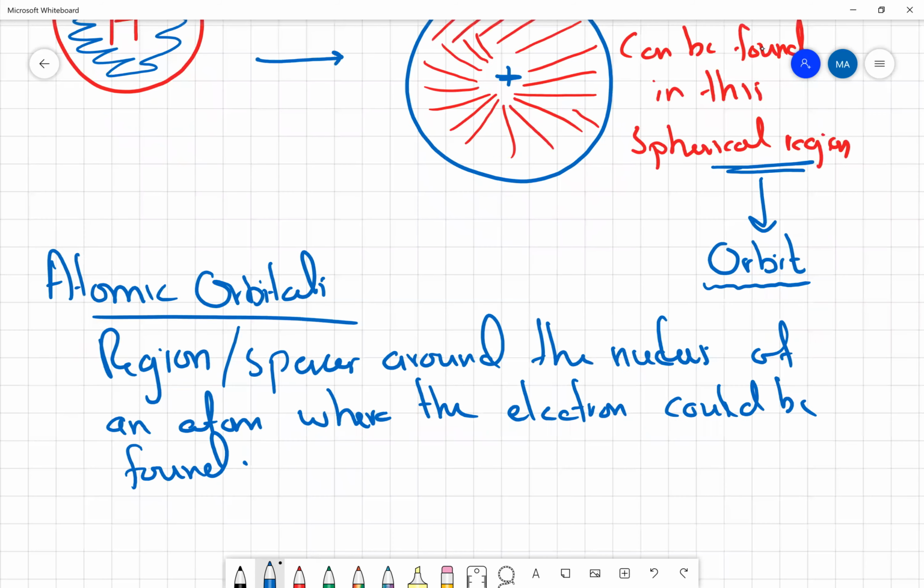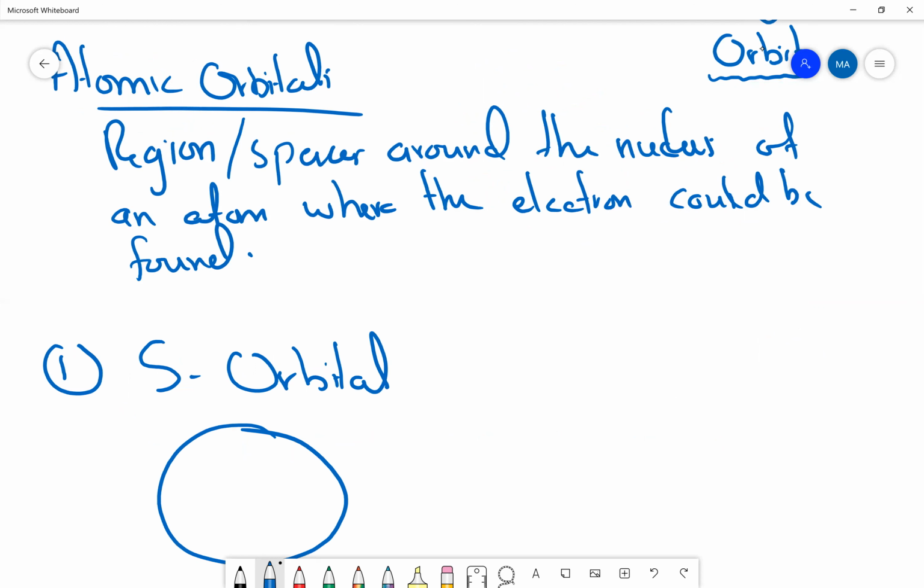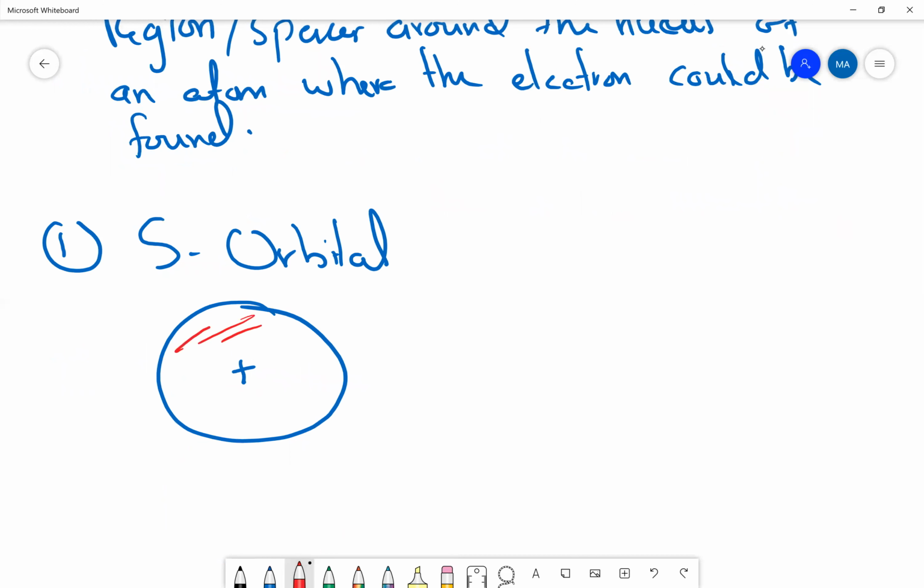And there are different types of orbitals. The first type of orbital is the s orbital. The s orbital is just like the example that we just did. There's a nucleus and there's a circle, a spherical orbit, and all the region within the sphere is the area where the electron could be found. So the definition of an s orbital is the spherical region around the nucleus, the most basic example.